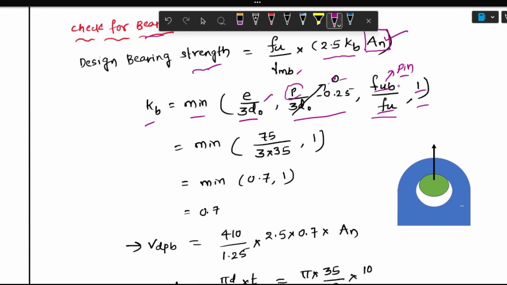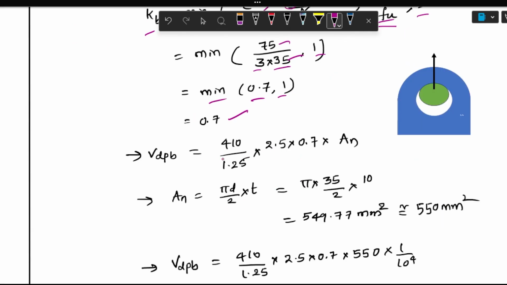Anyway, we are considering that the pin grade and plate grade are the same. If you are doing a real time problem where the pin grade is different and also the plate grade is different, please consider this factor also. Here I am not considering this factor. Next, e by 3d naught: 75 is the edge distance, and 3 into d naught is the diameter of the hole, 35 mm, and the minimum of 0.7 comma 1 is nothing but 0.7.